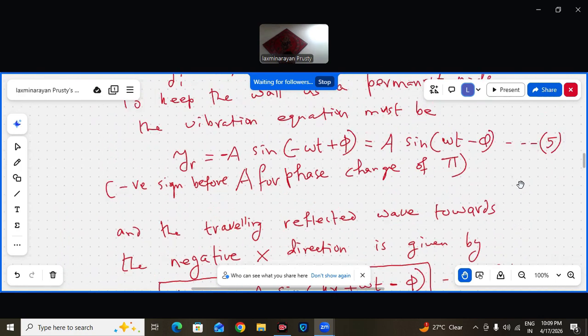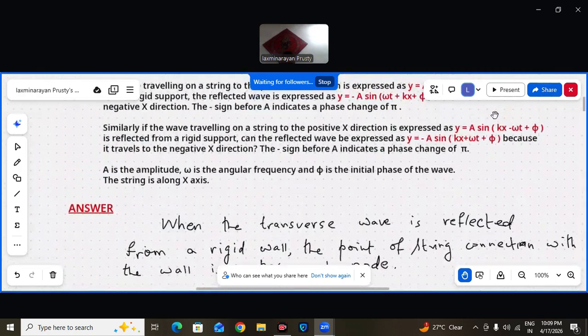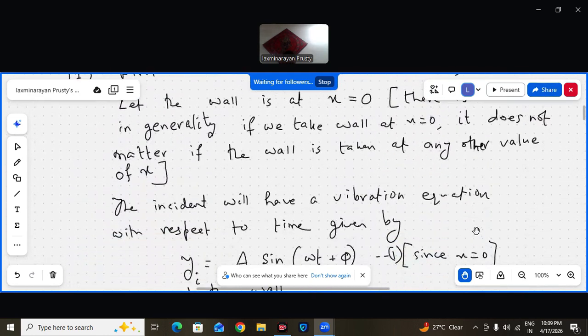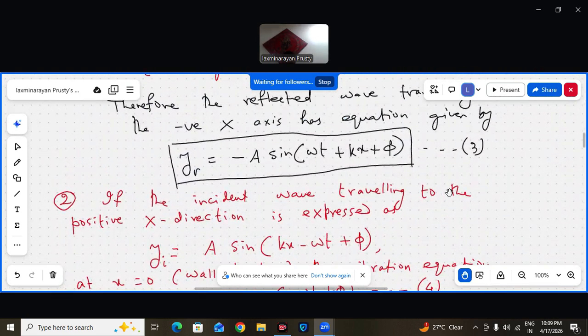Yes or no? Not what we have given in this, kx plus ωt plus φ with a minus sign, that we cannot use. We cannot just make it plus and put a minus sign. That will not work out. That will not give me the permanent node position at the wall, as I have already explained.